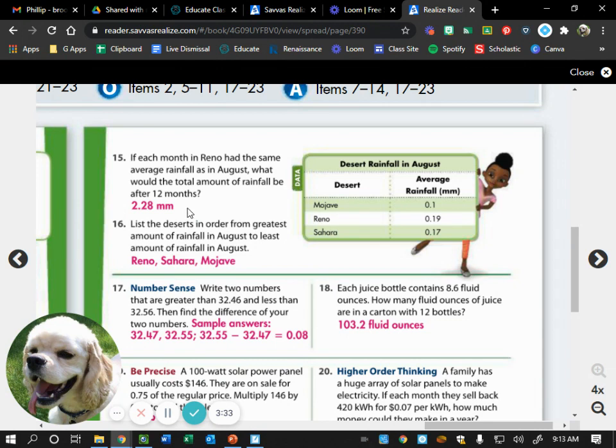hundredths millimeters. Now, did everyone include their unit of millimeters? Make sure you did, because on a test, that would be part of a point off. Make sure you have your unit. Yep, nice job. All right, questions on 15.